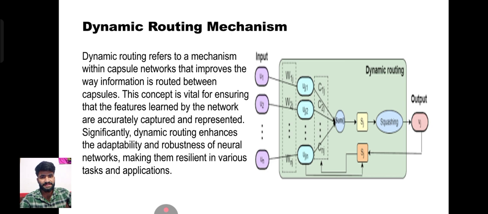What are capsules? Capsules are small groups of neurons that work together to detect specific features in an image. Idea: a capsule can represent both the existence of a feature and the spatial relationship between them. Pose information is an important concept. CapsNet takes advantage of this idea of capsules for feature detection and spatial understanding.